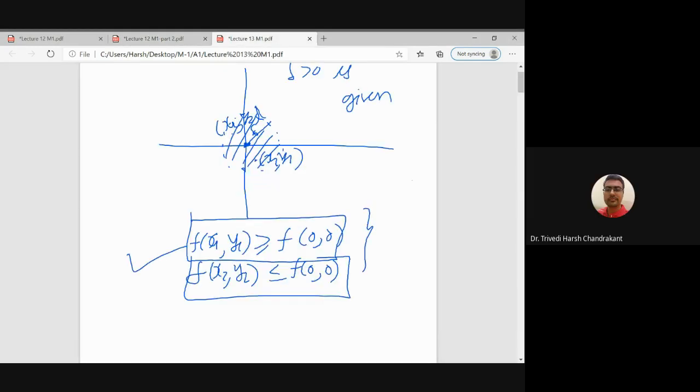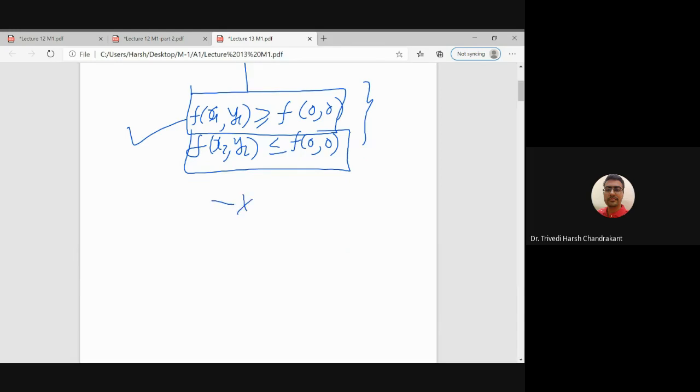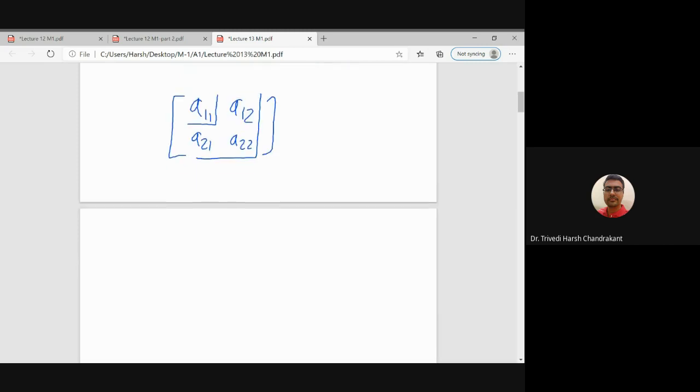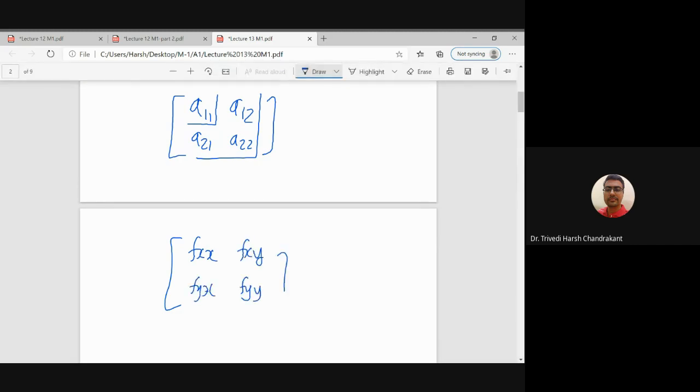So there is some relation with linear algebra, which you will study in the next semester. That is related to positive definite matrices. Whenever you have a matrix whose minors, so minors means 1 minor and 2 minor, have positive sign. So here our matrix is essentially the one with fxx. This is our matrix that gives the discriminant.